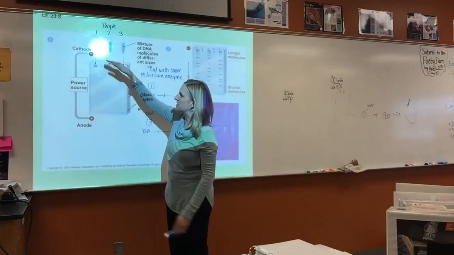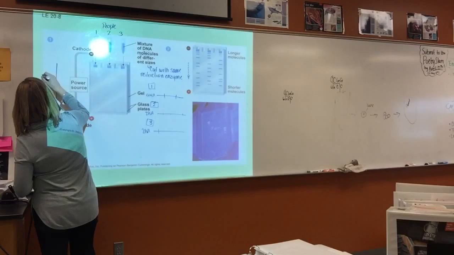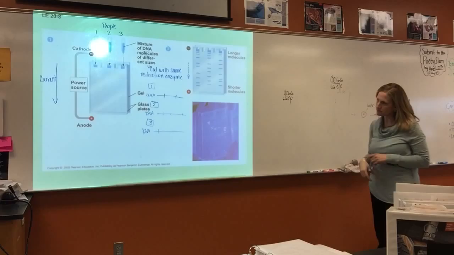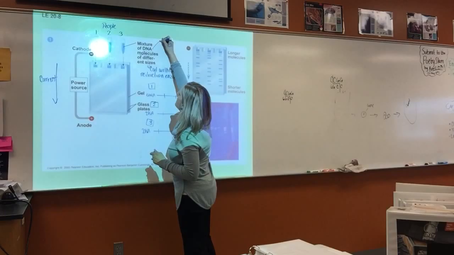There's an actual current that runs in this direction from the wells to the end. This is the negative end, the cathode, and the positive anode, and you have this electricity running through. Now, why is that important? Why that's important is because DNA molecules are negatively charged.